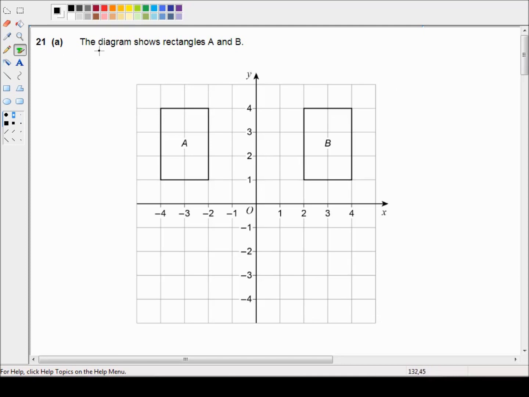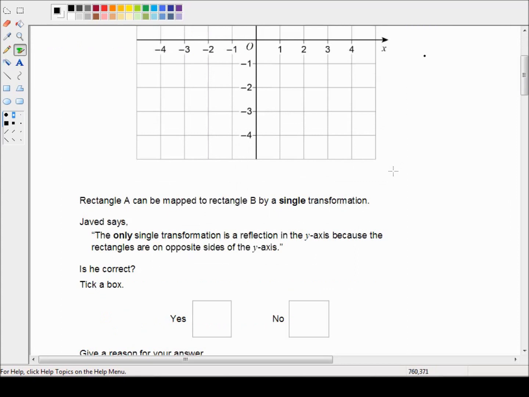And 21A says the diagram shows rectangles A and B. Okay, so we've got two rectangles. It says rectangle A can be mapped to rectangle B by a single transformation. Javed says the only single transformation is a reflection in the y-axis because the rectangles are on opposite sides of the y-axis. Is he correct?